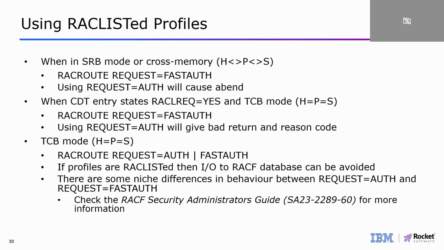I don't know what combination it is, but you're going to get a non-zero return code telling you that that's invalid. If you're just in TCB mode, with RACROUTE REQUEST=AUTH and FASTAUTH, if the profiles are RACLISTed, then the RACF database can be avoided. So if it's FASTAUTH and RACLISTed, you're going to get a good performance gain. There are some niche differences in behavior between RACROUTE REQUEST=AUTH and FASTAUTH in this circumstance, and you can check the RACF manuals for more information. I don't want to go into those.